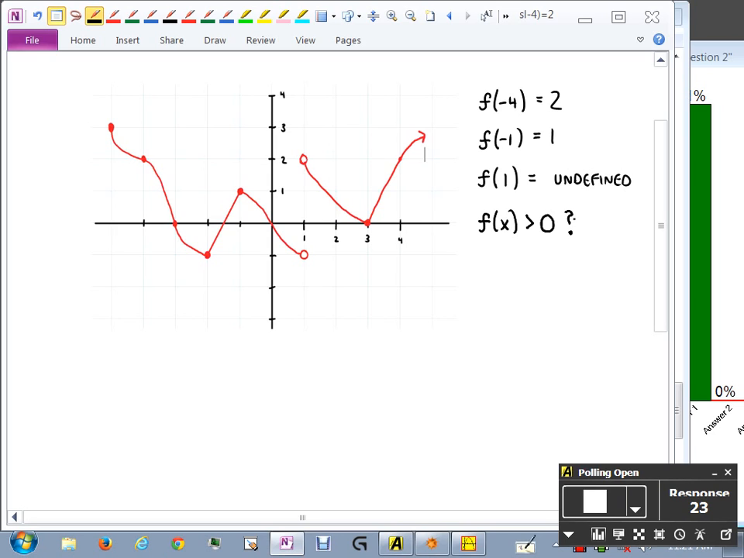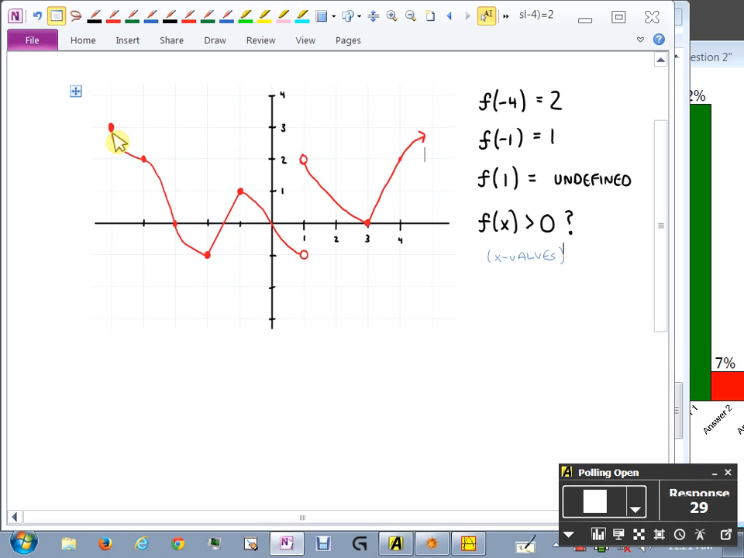So, look, first thing I'm going to say is this. When you're asked when a function is positive, they're asking you for the x values that you plug in that give you positive answers. So I'm going to write this under here. We're looking for x values. So we already knew that when we plugged in negative 4, we got a positive 2, right? But if we plug in like negative 5, we get what, positive 3? Tell me all the x values that when you plug them in, you get positives out.